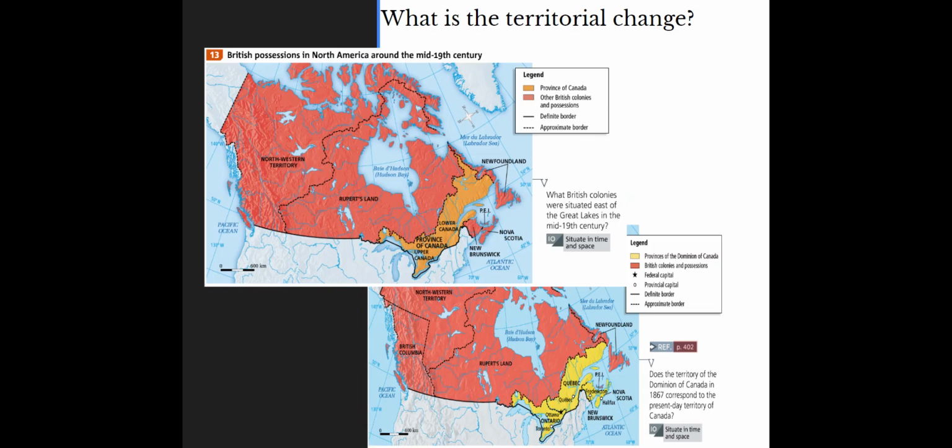So what is the territorial change? There's 2 documents there. And if you look closely at the bottom document, you can see that this is 1867 when the BNA Act created the Dominion of Canada. And you can see the first 4 provinces are Ontario, Quebec, New Brunswick, and Nova Scotia. That is the territorial change.